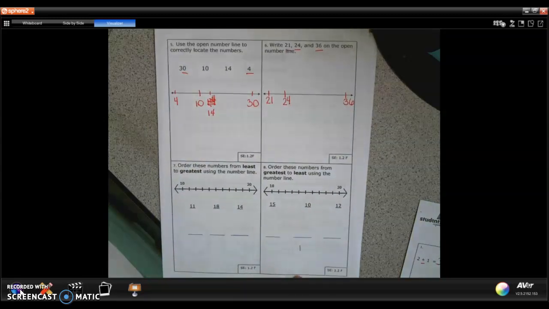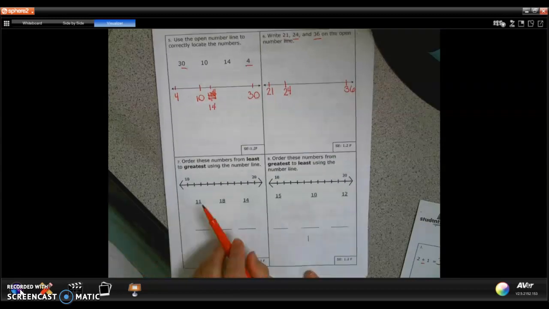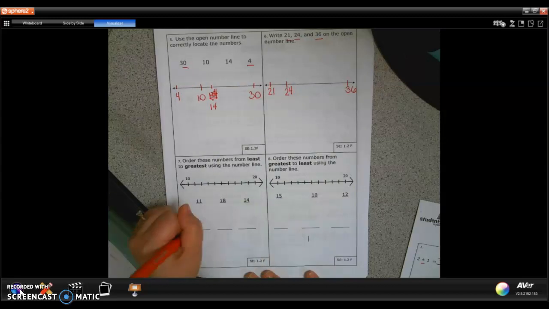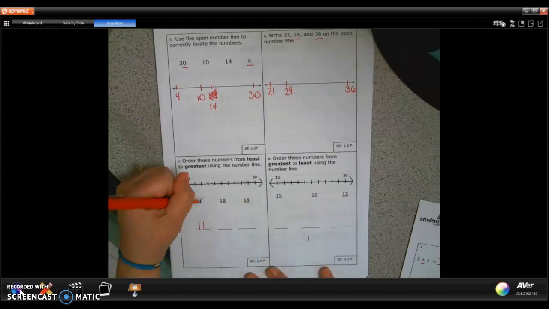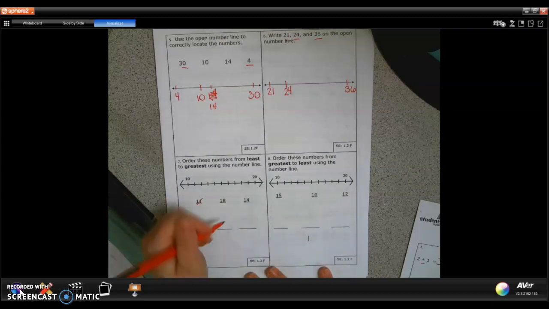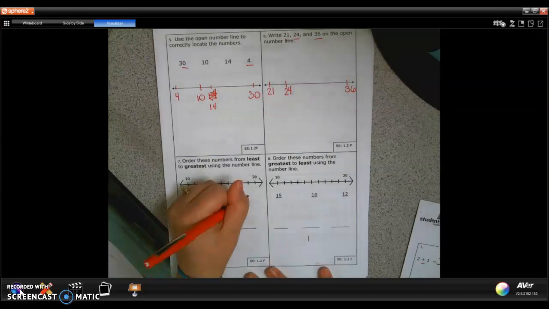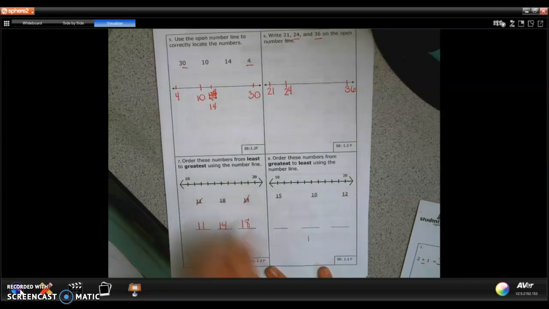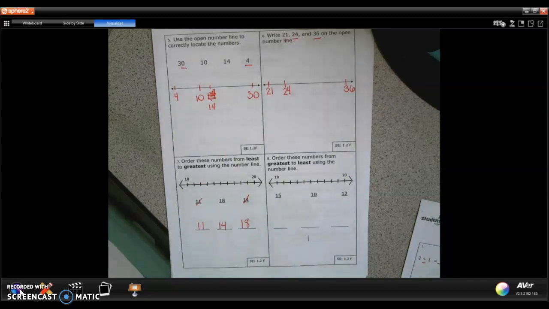Order these numbers from least to greatest using the number line. Okay, so I'm looking for least to greatest. That means my smallest number is going first. I see 11, 18, and 14. All of these have 1 group of 10, so I'm going to look at my ones place next. I know 11 comes next. Then I'm going to think, who has less ones? Is it 8 or 4? 4 is less than 8, and then 18 has my greatest number of ones.